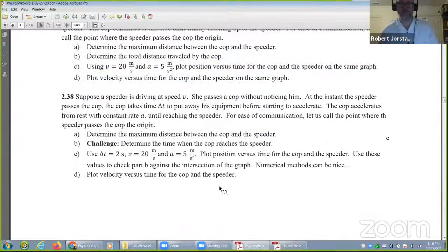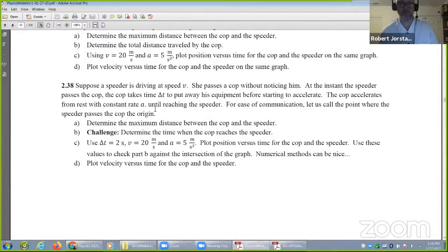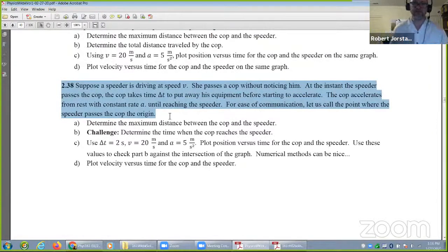Look at this one. Suppose a speeder is driving at speed V. The cop takes some time delta t to put away his equipment before starting to accelerate. Ooh, the cop is now a dude. Okay, so the cop accelerates from rest with constant acceleration, until reaching the speeder. That period shouldn't be there, sorry. Whatever. For ease of communication, let's call the point the origin.